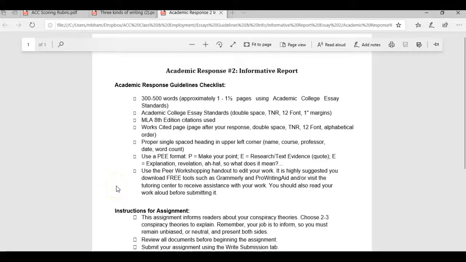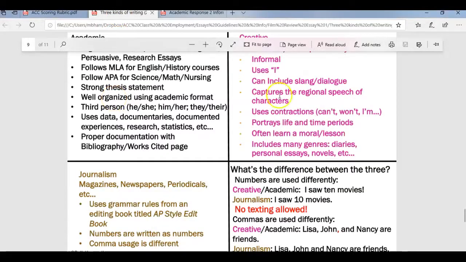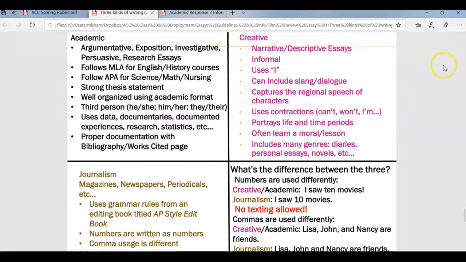So today we're talking about the informative report. Let's first look at the 3 kinds of writing. Remember our rules for these. This is an academic piece, so we're going to follow academic rules. No use of I. Be sure you pull that out. Spell out contractions. Very formal essay with citations, MLA citations, and works cited page.